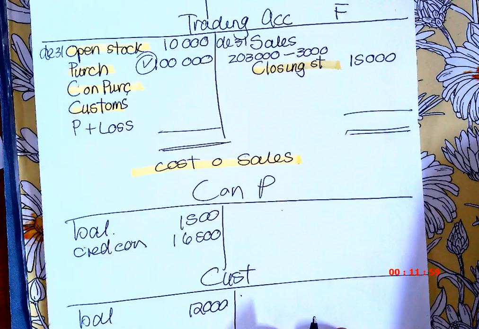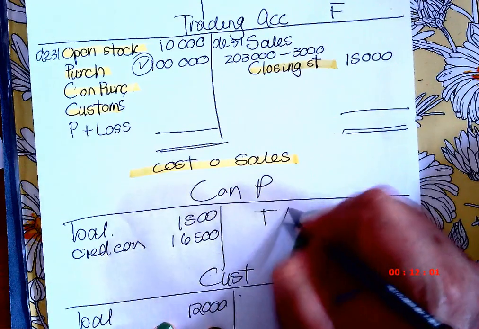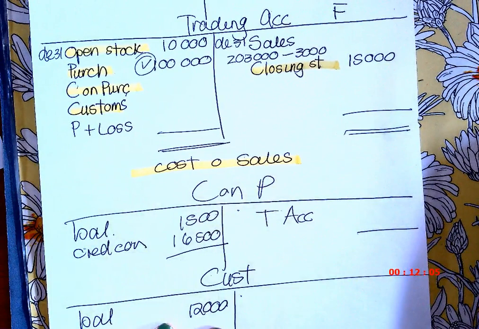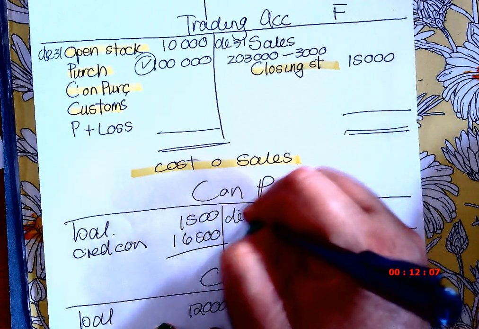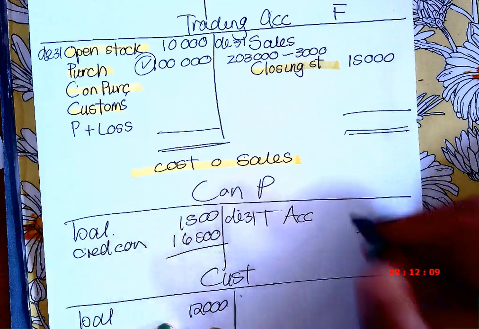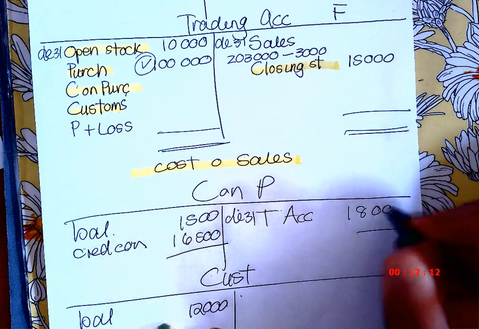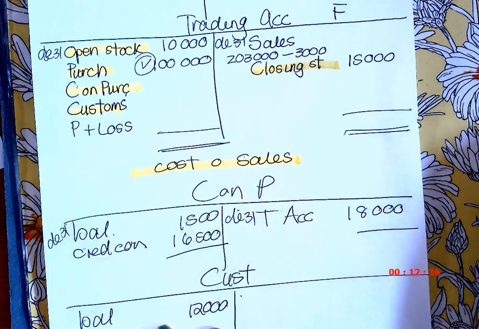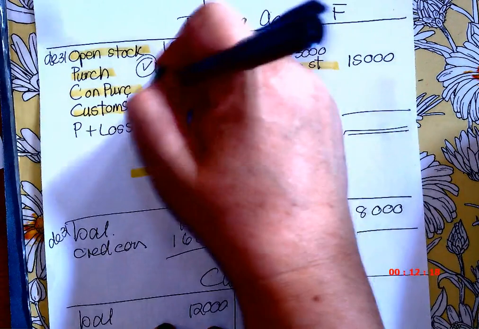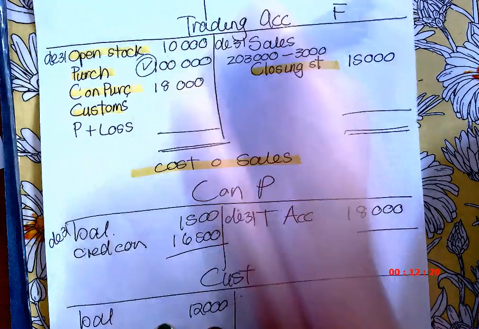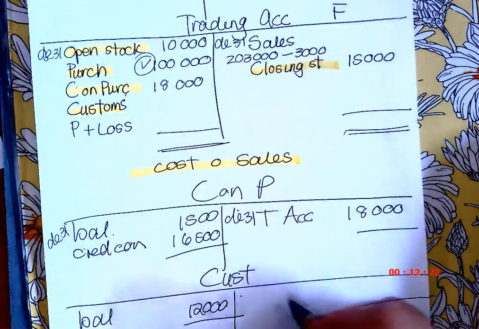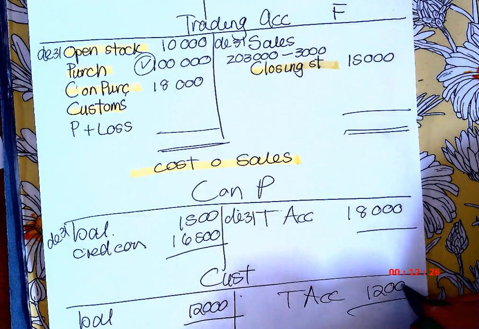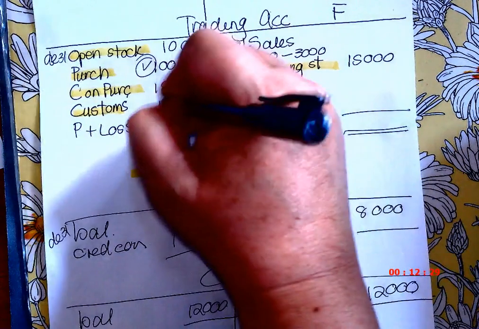So the carriage on purchases, I'm going to close off to the trading account. What's going to be the dates everywhere? December 31st. Okay? So I add those two, it gives me 18. Am I wrong? Am I right? Yay, I'm right. Okay, so that 18 goes here. Customs, I do the same. Trading account, 12. 12 goes here.